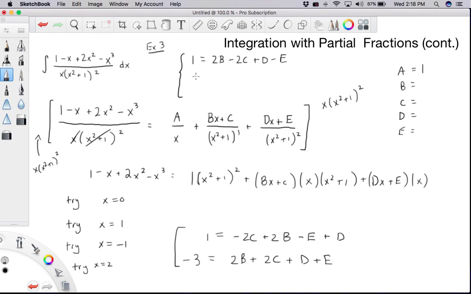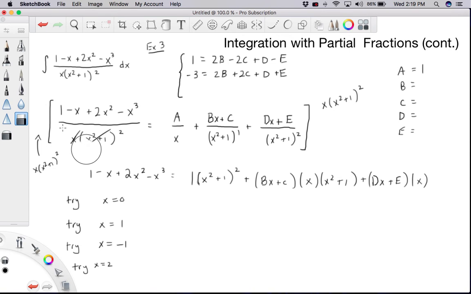And negative 3 equals 2b plus 2c plus d plus e. Okay. So we're going to try x equals 2 and see if we can come up with another equation relating b, c, d, and e to one another.